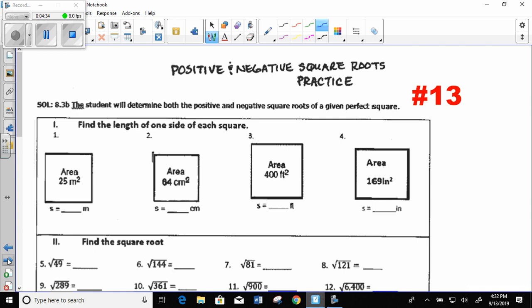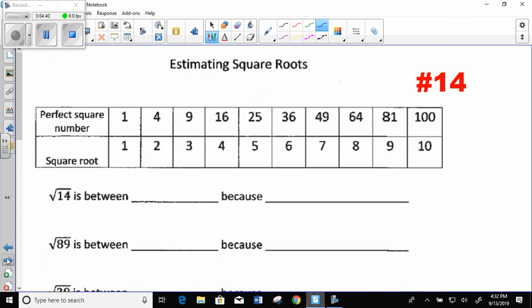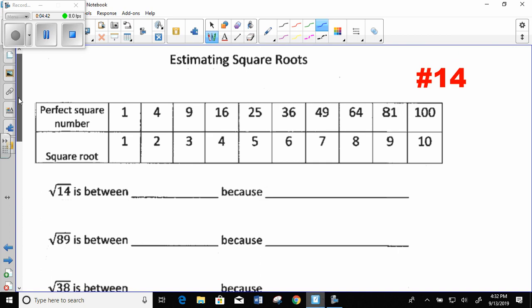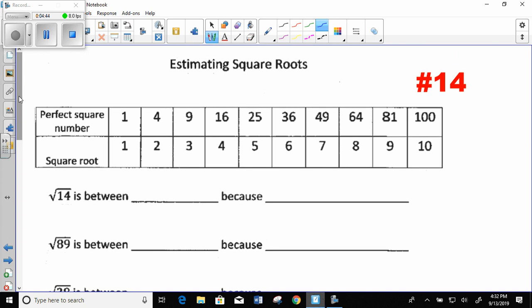So come to class with page 13 completed. Okay, I'm going to go on to the next page, which is 14, and show you about estimating square roots. We did this in class when we were doing the human number line and trying to find the square root of a non-perfect square. So let's think about that.